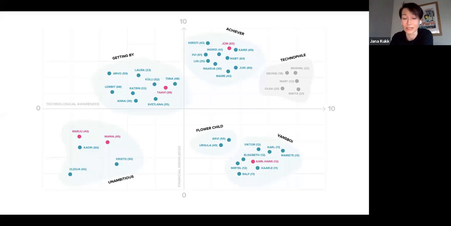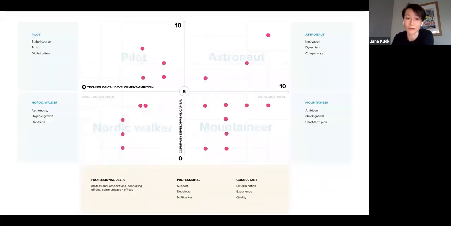And actually with Enterprise Estonia, what is interesting is that people who are not even working with this project, who have not been involved, are now using this Pilot and Mountaineer and Nordic Walker in their internal communication to describe the profile of the customer. So it's sticking.